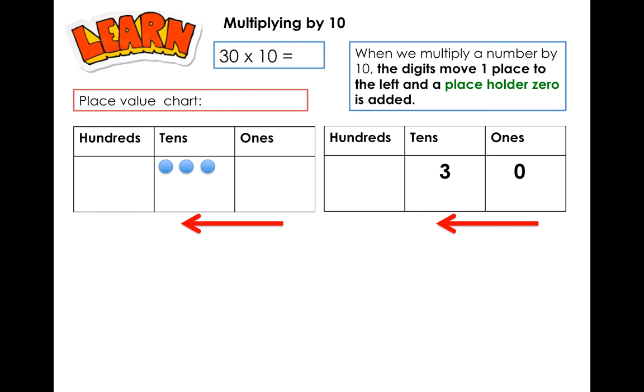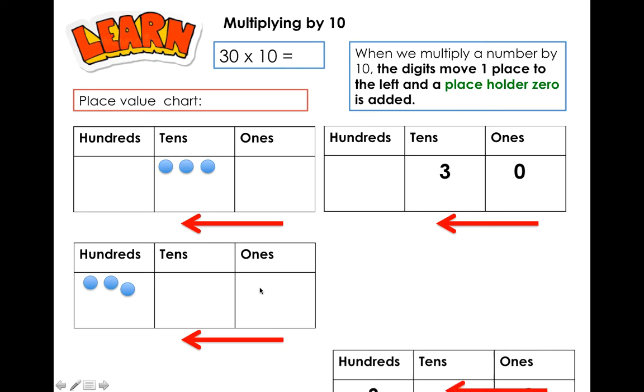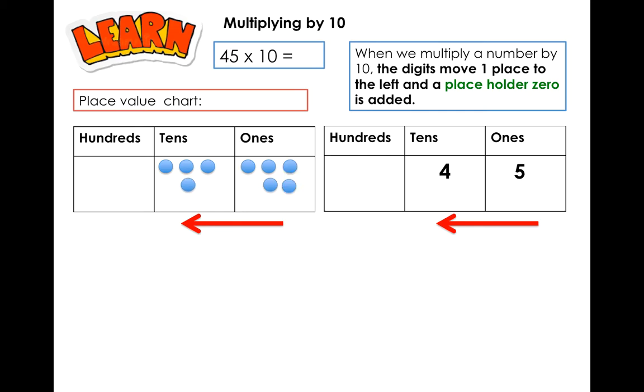Now this one, 30 times 10. We know in 30 there are 3 tens in the tens column and 0 ones in the ones column. We still do the same thing when multiplying by 10: we move everything one place to the left. So my hundreds now have 3 in them, my tens now have a 0 in them, and my ones also need a 0 in them to show that empty space. So 30 times 10 equals 300.